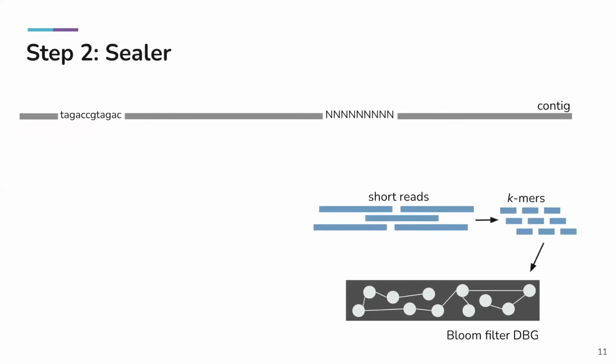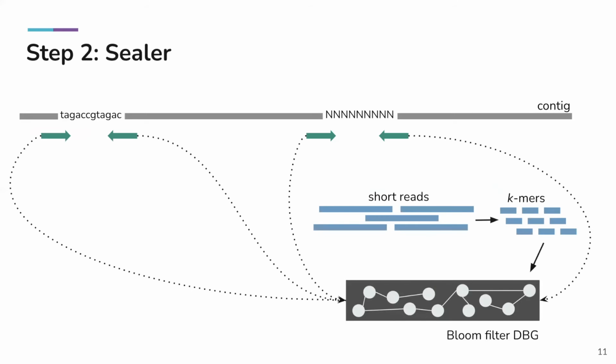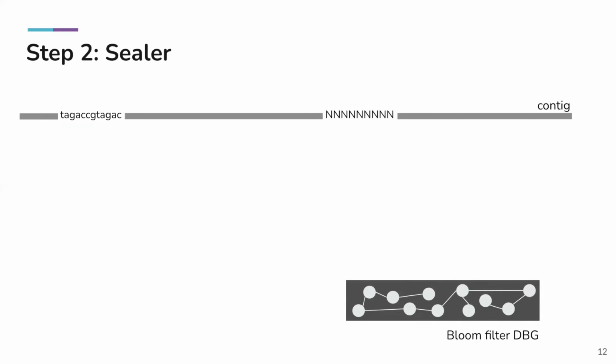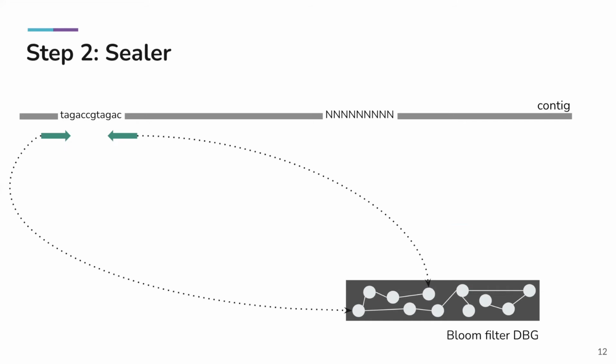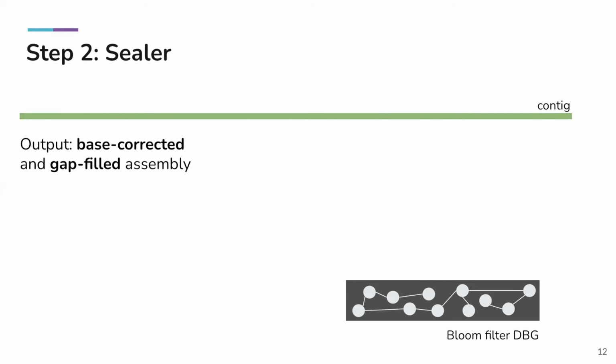The polished assembly with flagged problematic regions is then input into the next tool, Sealer. Sealer uses implicit Bloom filter de Bruijn graphs from short read k-mers to fill gaps and flagged regions in the assembly, also iterating from long to short k-mer lengths. Gap-linking sequences are connected by performing a depth-limited bidirectional breadth-first search within the Bloom filter de Bruijn graph for a path that connects the flanking sequences. And the final output after this step is a base-corrected, gap-filled long-read assembly.